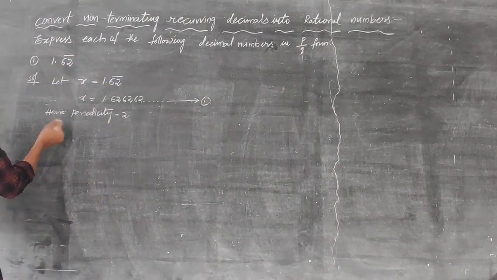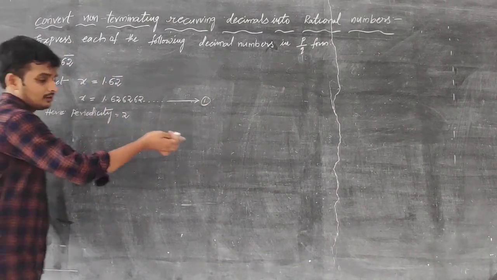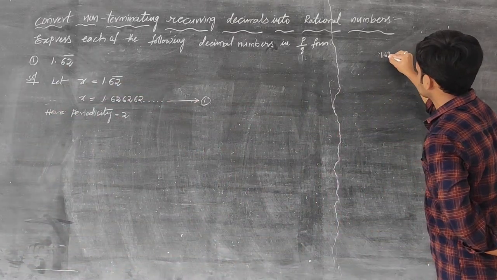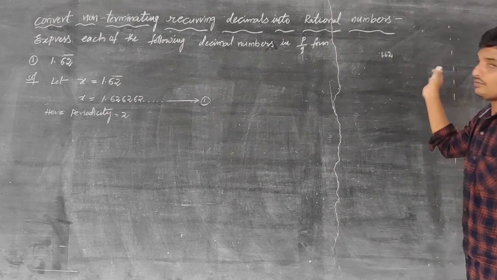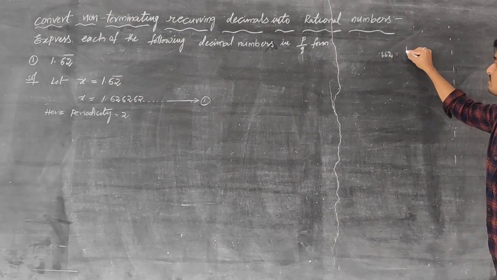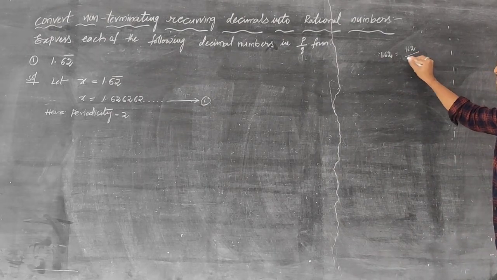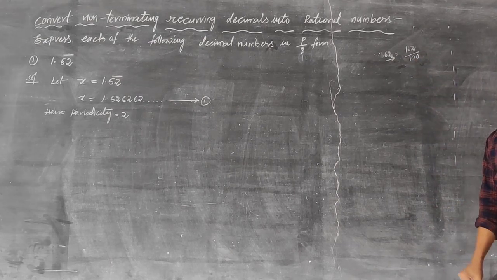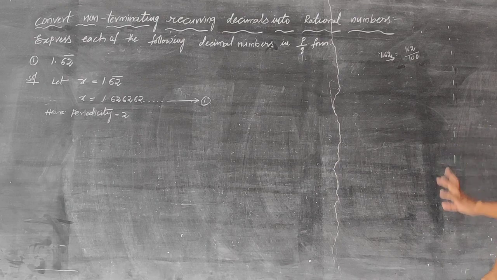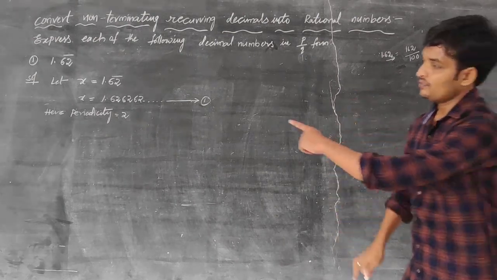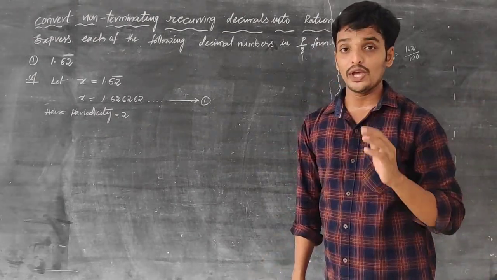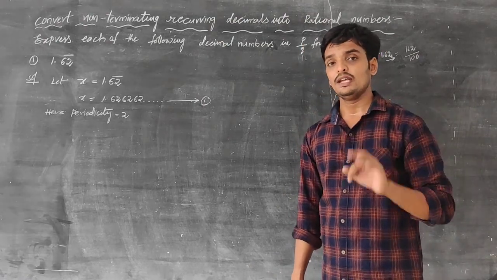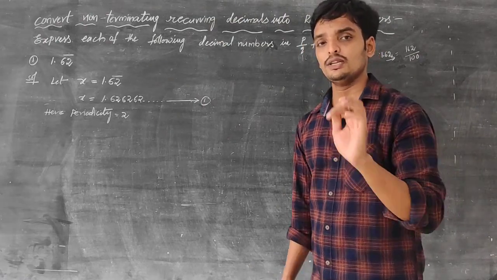Now we have reduction. For example, if you convert 1.62 in p by q form, how can we write? 1.62 means 162 by 100. Why? Because here 2 digits are there, so we keep 2 zeros, that is 100. In the same way, if the periodicity is 2, you have to multiply with 100. Periodicity 1, multiply with 10. Periodicity 3, multiply with 1000.